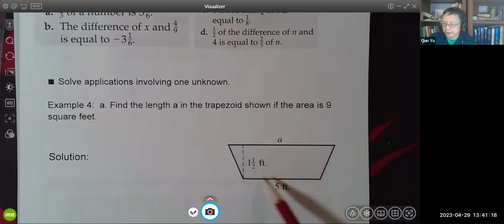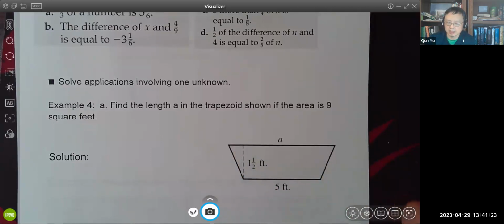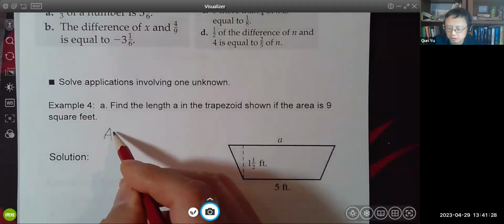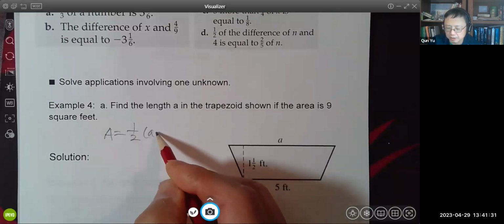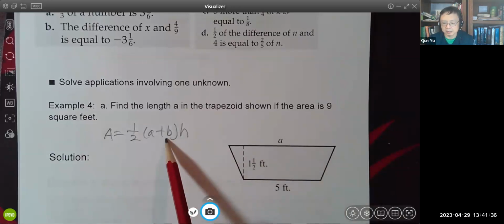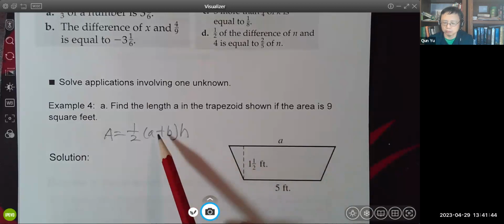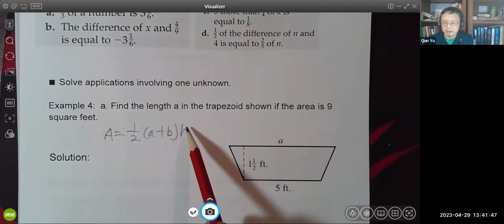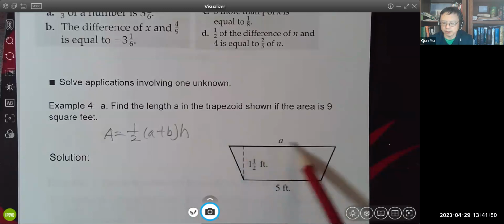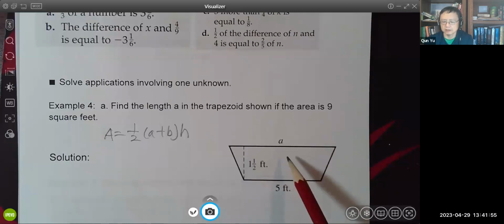So we are given the area of this figure, we want to find the length of this side. So basically we need to know the formula for the area of a trapezoid, which equals half of A plus B times H. A and B are the lengths of the two parallel sides. No matter what letters they use to label them, there's no difference. Okay, just two parallel lines. And the height is the distance between these two parallel lines. So we are given 2 out of 3 numbers and solve for the third one.